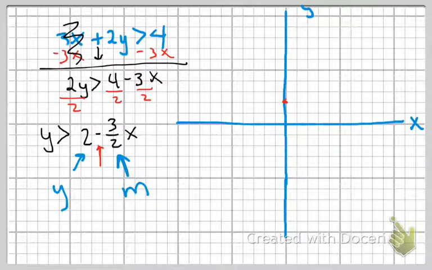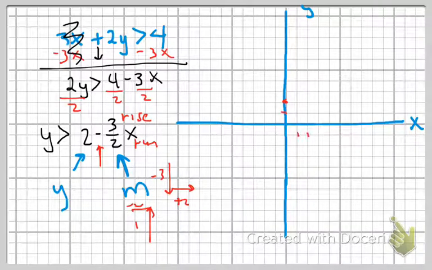Now I'm going to use rise over run. This is my rise, and this is my run. I'm going to go down 3 and to the right 2. I could also go up 3 and to the left 2. I have to have one negative motion, and I'll probably do both of these. So let's do the first one. We're going to go down 3, 1, 2, 3, and then over 2, 1, 2. So we're going to put a dot right there.